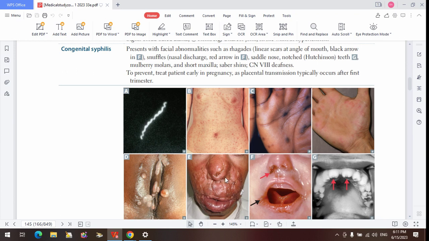Then you go to the tibia. So the tibia is convex anteriorly. That's what we call the saber shin. So picture as if you are trying to bend someone's tibia bone. That kind of curve. The shin is the anterior aspect of the tibia. So they have the saber shin, convex. And there's affectation of cranial nerve 8, so they can have cranial nerve 8 deafness. I think that's everything. So you have to treat someone that is pregnant very early because the transmission occurs in the first trimester. So if you are not quick with penicillin G, the patient can develop congenital syphilis and affect the baby.